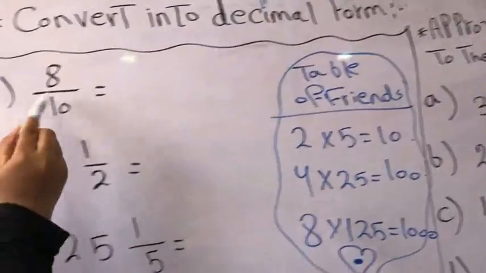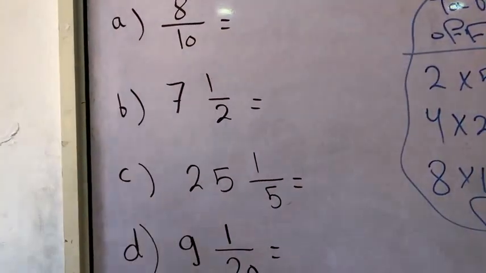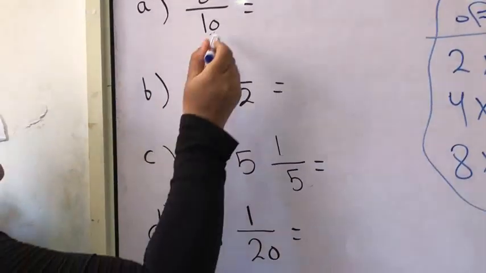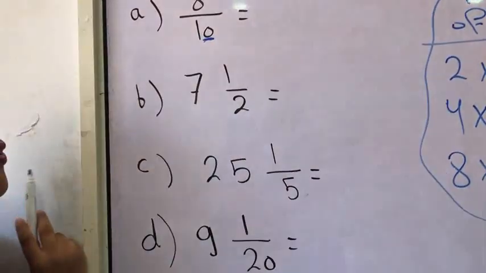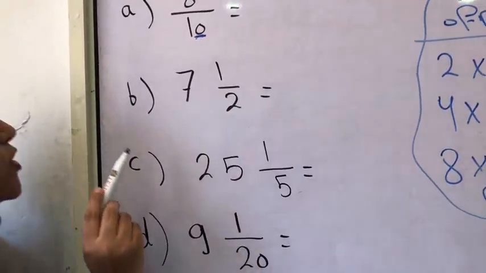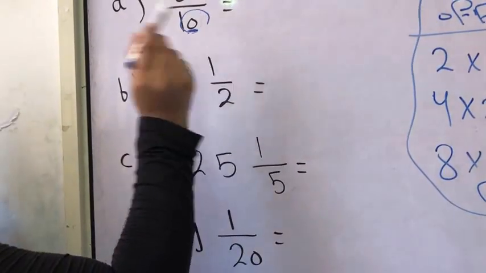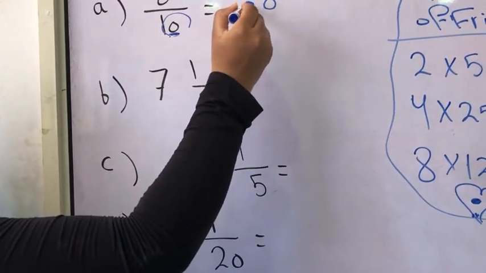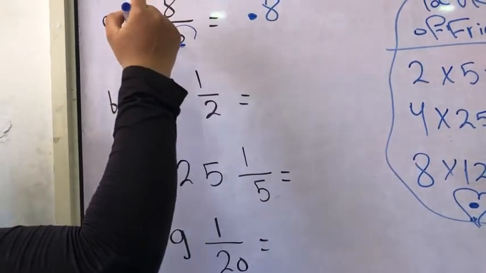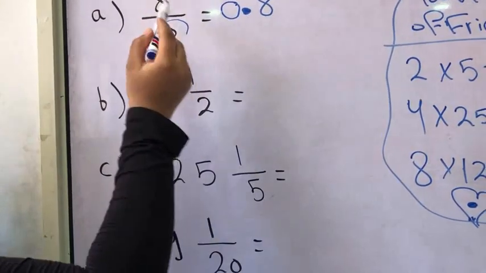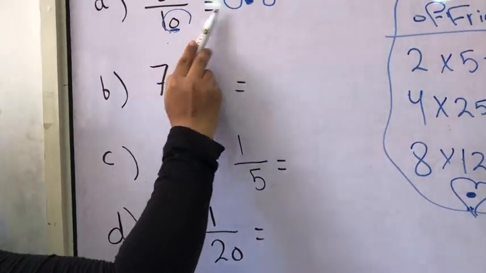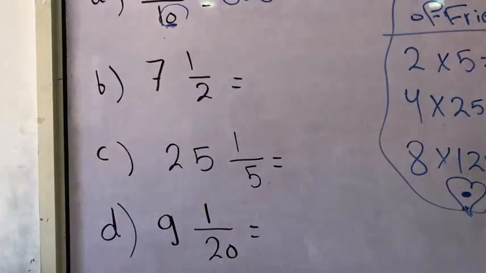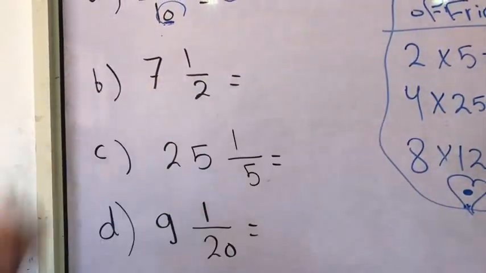Here, look at the denominator: 10, 100, or 1000? Yes. So my point takes its order from this. How many zeros do I have here, Junior? 1 zero. So we put my point after 1 digit. I will count 1 and put my decimal point. Is there another number? No. So 8 over 10 is equal to 0.8.